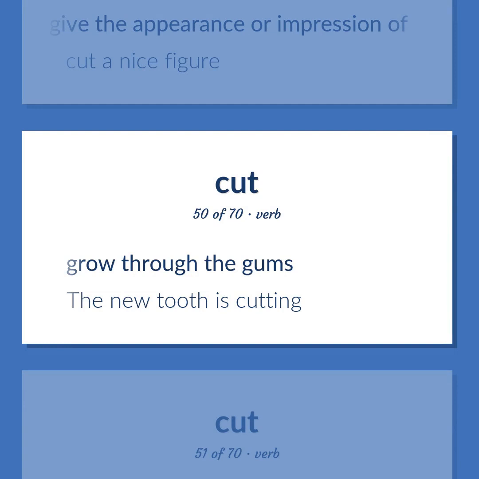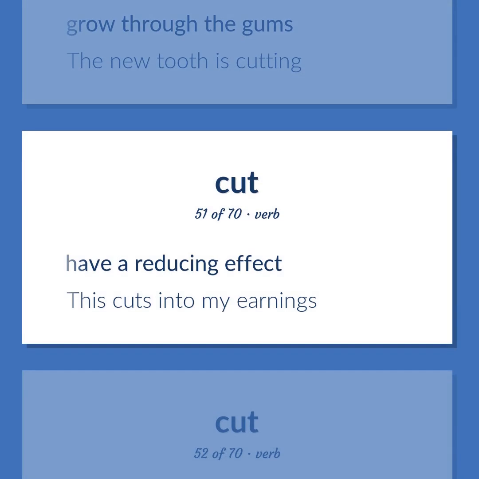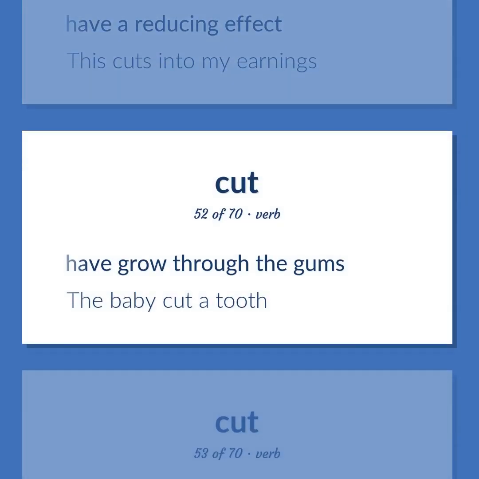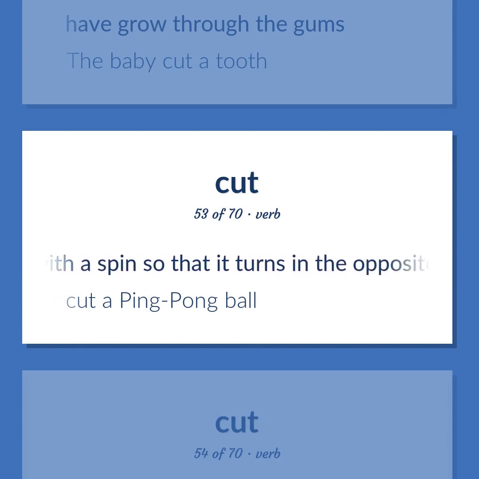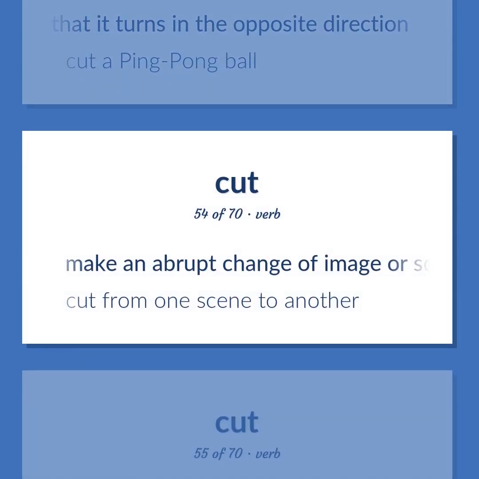Grow through the gums. The new tooth is cutting. Have a reducing effect. This cuts into my earnings. Grow through the gums. The baby cut a tooth. Hit a ball with a spin so that it turns in the opposite direction. Cut a ping pong ball. Make an abrupt change of image or sound. Cut from one scene to another.